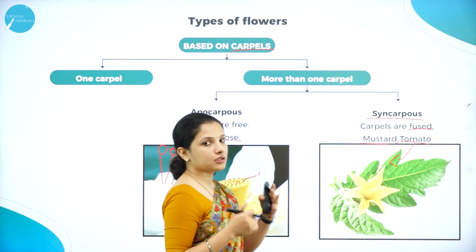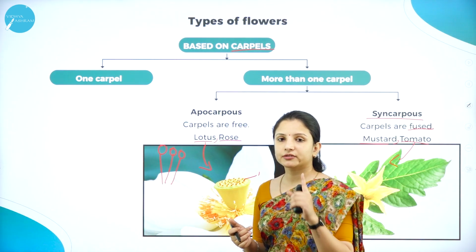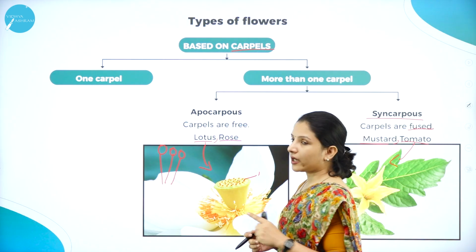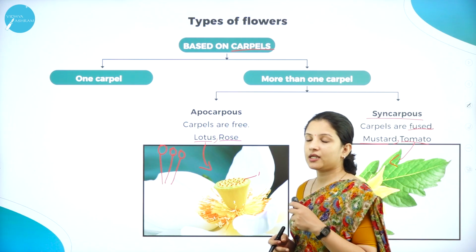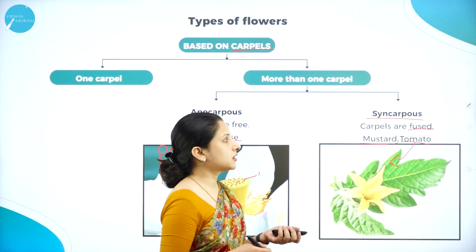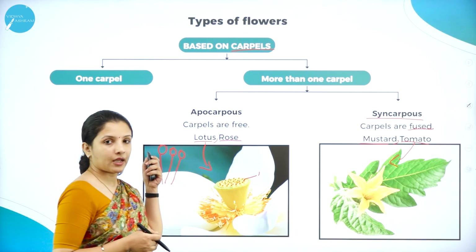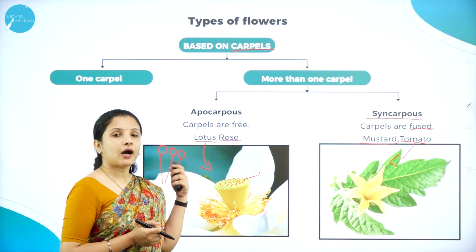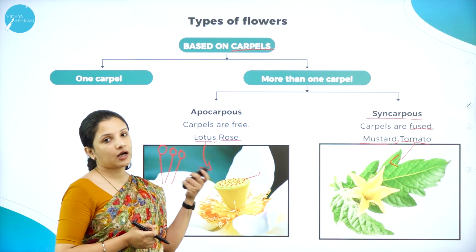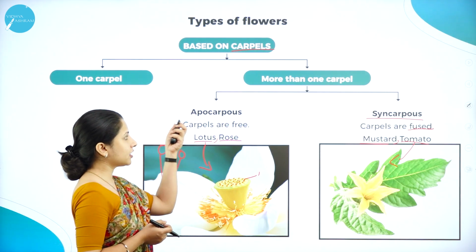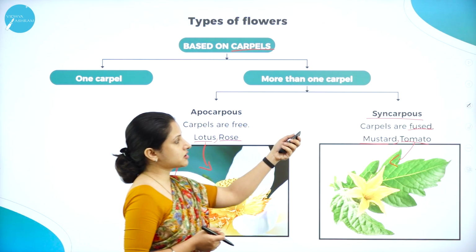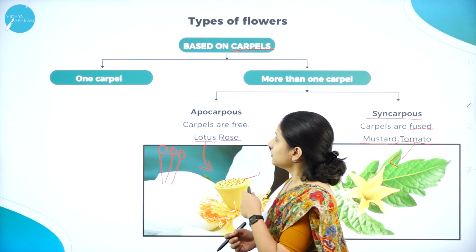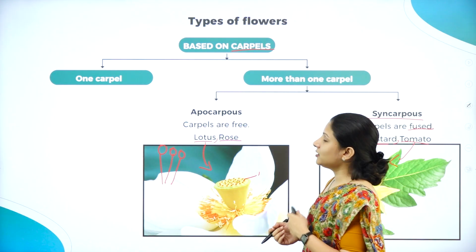So based on the presence of the carpel, the gynoecium or the female reproductive part, if only one carpel is there, it will be monocarpellary. And if there is more than one carpel, again it is divided. A question will arise: okay, there is more than one carpel, so are the carpels free or are they united? If they are free, they are called apocarpous, and if they are united or fused, they are called syncarpous. So this is about the types of flowers based on the carpel.